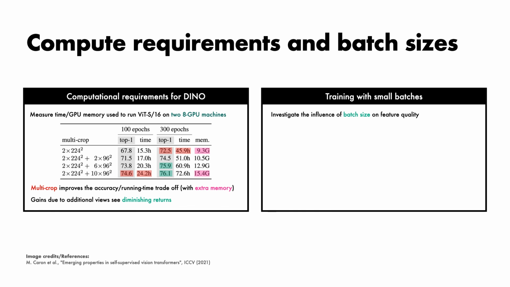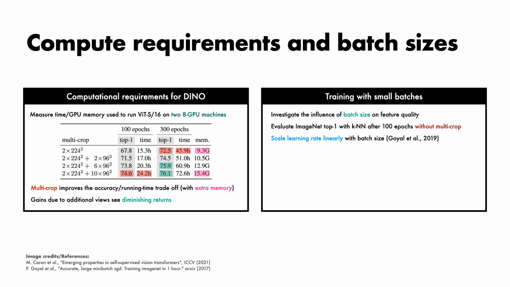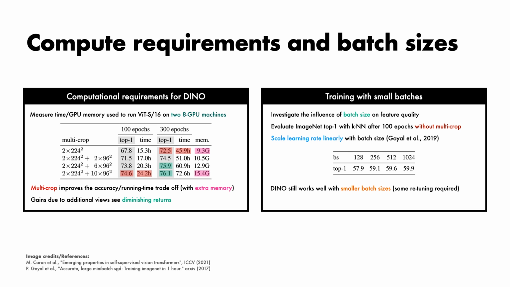The next study investigates the influence of batch size on feature quality. For this, the features are evaluated for their ImageNet top 1 accuracy with k-nearest neighbors after 100 epochs of training without multi-crop. To alter the batch size, the learning rate is scaled linearly, following Goyal et al. The results, shown here, suggest that DINO still works well with smaller batch sizes. For the smallest batch size of 128, it is likely that retuning of hyperparameters like momentum would be required to ensure that training is performed optimally.